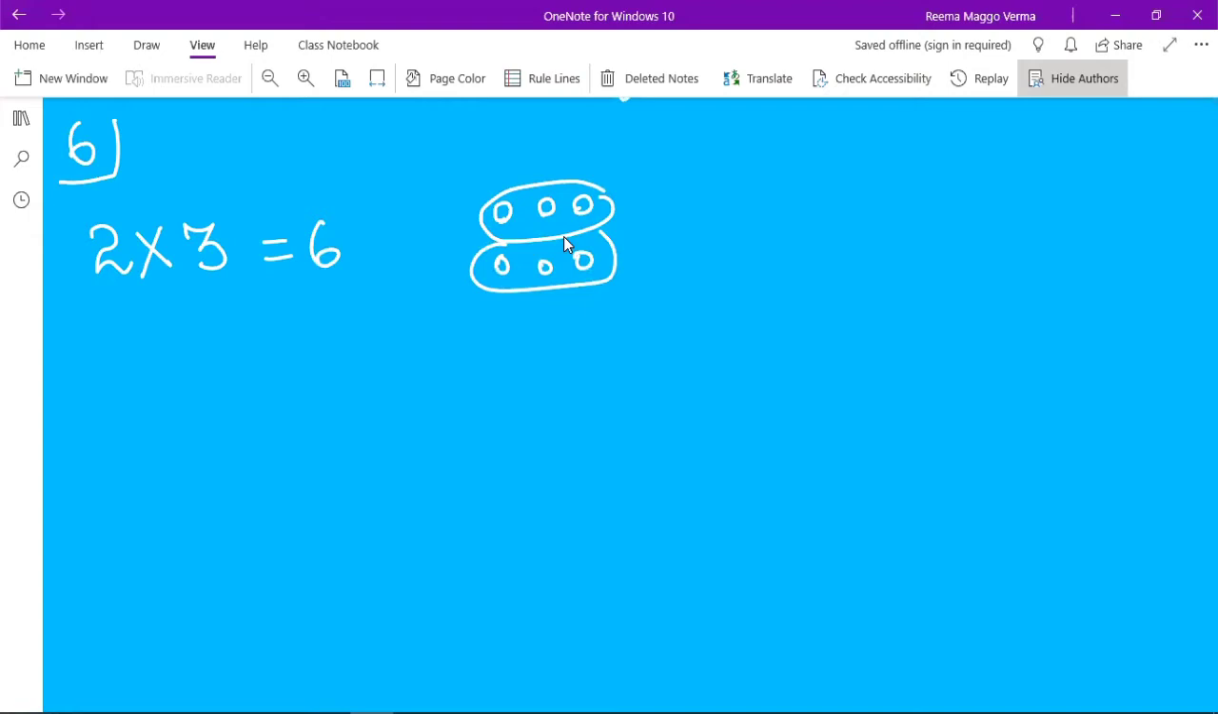Let's take another way of representing 6. 3 times 2 is also 6. Let's try to make pictures of the same. 1 group of 2, 2 groups of 2 and 3 groups of 2. And what we get in all is 6.